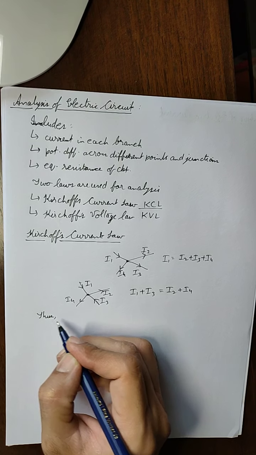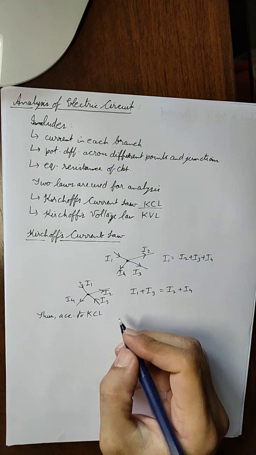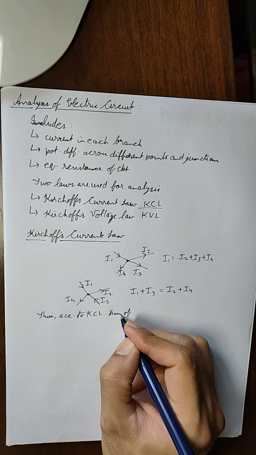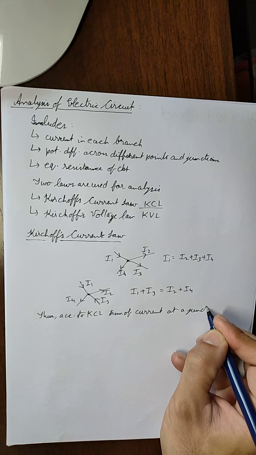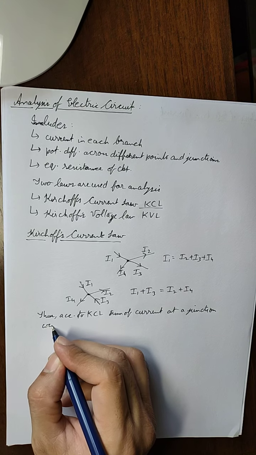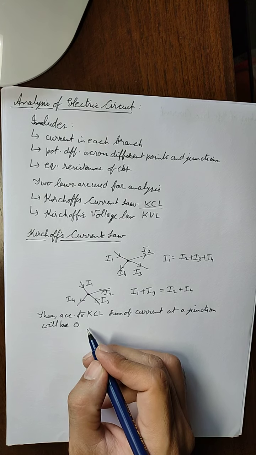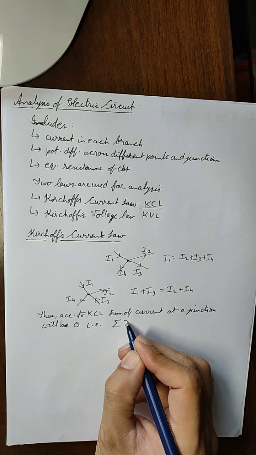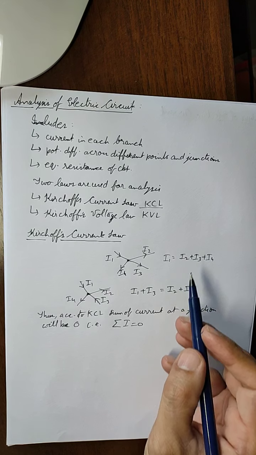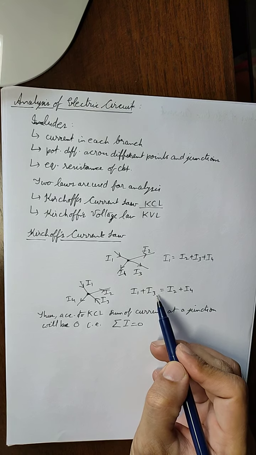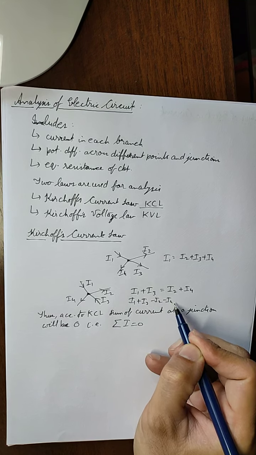Thus, we can say that according to KCL, the summation of current at a junction in the circuit will be equal to 0. The summation of all the currents going through the junction will be equal to 0. We can understand this if we bring I2 and I4 to this side, then it will be I1 plus I3 minus I2 minus I4 equal to 0.